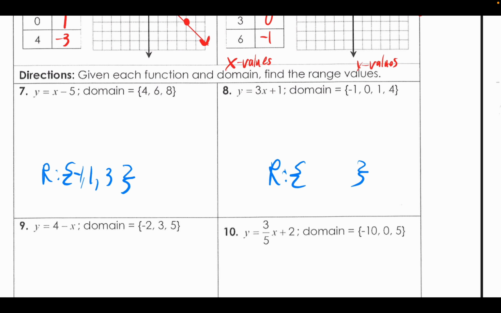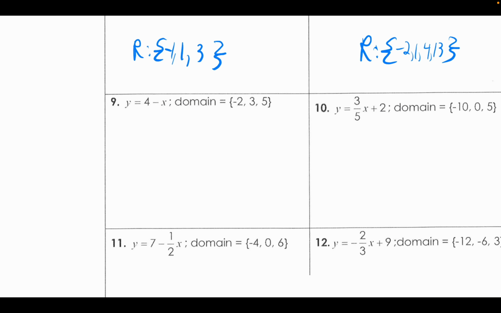So as these plug in, they will go least to greatest again, as -1 giving us the lowest y value and 4 giving us the highest y value. And the y values you get out are -2, 1, 4, and 13. Big increase there between 1 and 4, so a big increase between 4 and 13. Number 9.